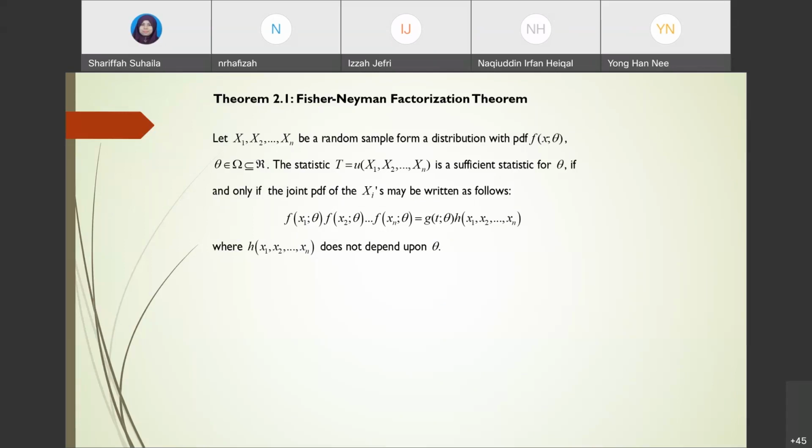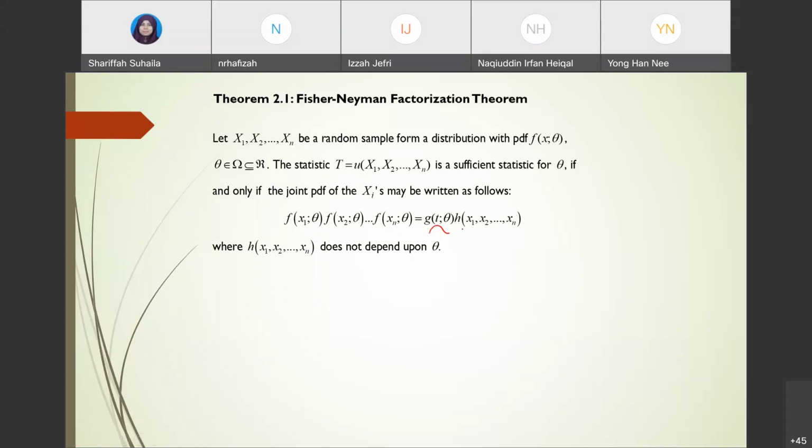sufficient statistic. Okay, sebab kita tak perlu lagi dapatkan PDF for your sufficient statistic. So we use this theorem. So this is by Fisher and Neyman factorization theorem. So again, if we refer to this theorem, you have a statistic T. So T ni kita denote sebagai sufficient statistic. Okay. If and only if the joint PDF dia, okay, joint PDF of the Xi may be written as follows. So that means f(x1; theta), f(x2; theta), f(xn; theta).